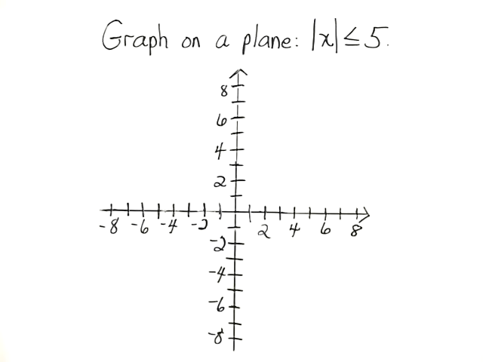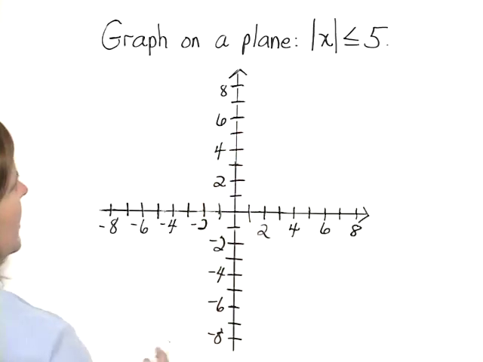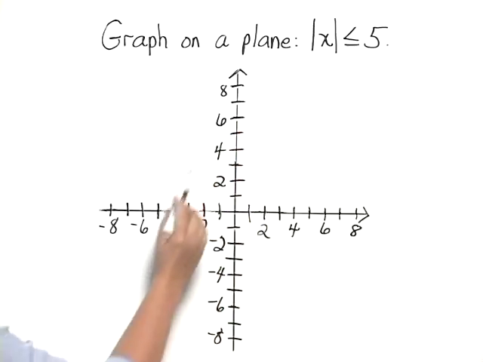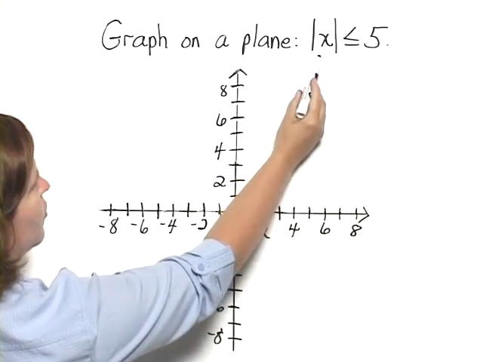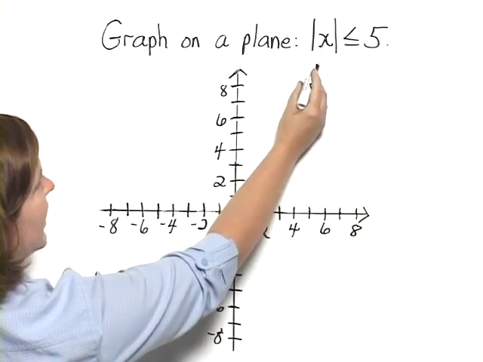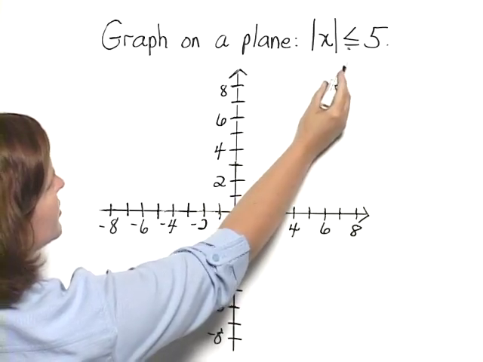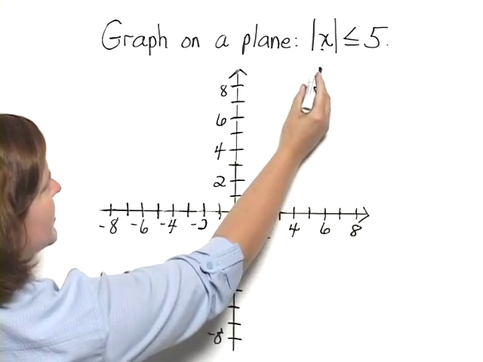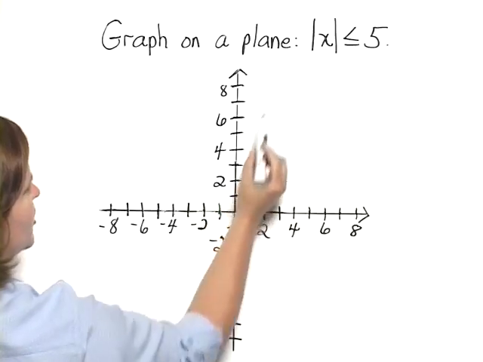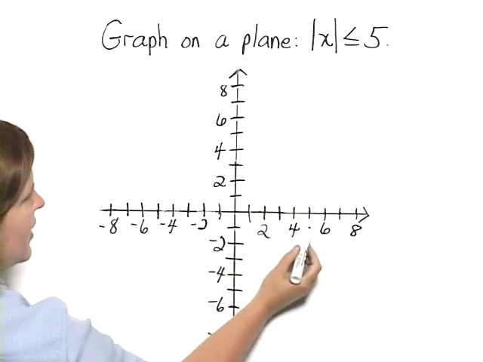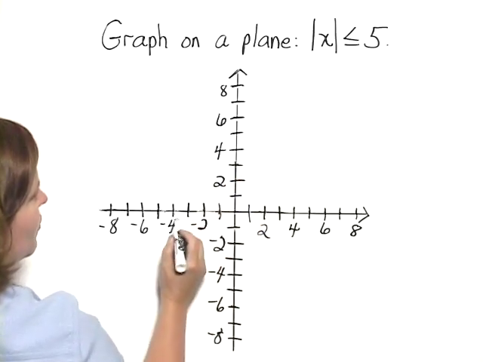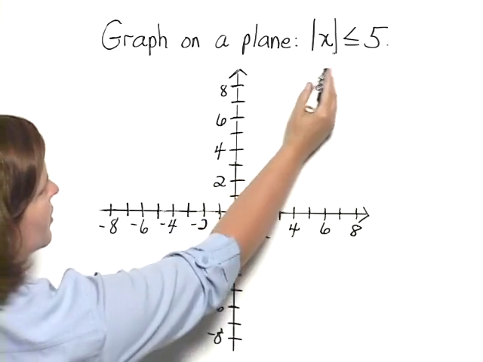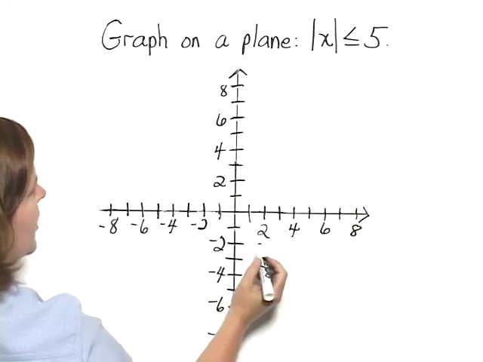Graph on a plane the absolute value of x is less than or equal to 5. Let's think about what this means. This means that we're looking for all points whose x value, the absolute value of the x value, is less than or equal to 5. That means that the x value is going to be somewhere between -5 and 5, because the absolute value of -4, -3, -2, all of those are less than or equal to 5.